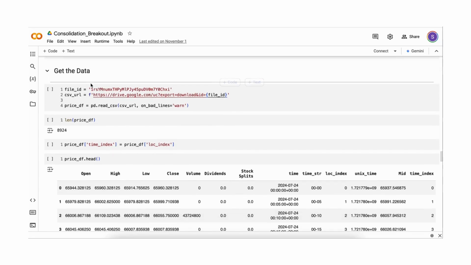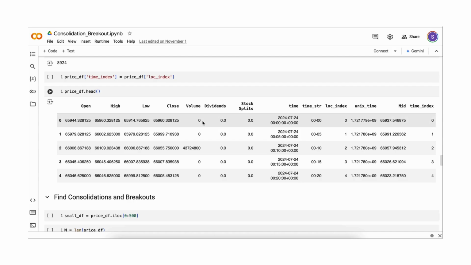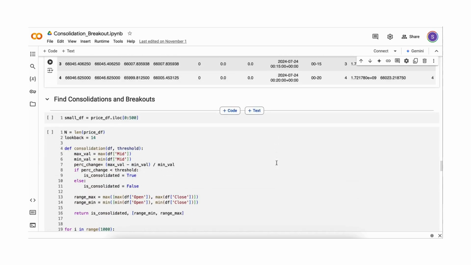Just to recap, we always start with this Bitcoin 5-minute data set. This data contains each candle, for which we have the open, high, low, and close, and each candle has a duration of 5 minutes. As you can see, the interval between successive candles is 5 minutes. So this is 5, 10, 15, and so on.